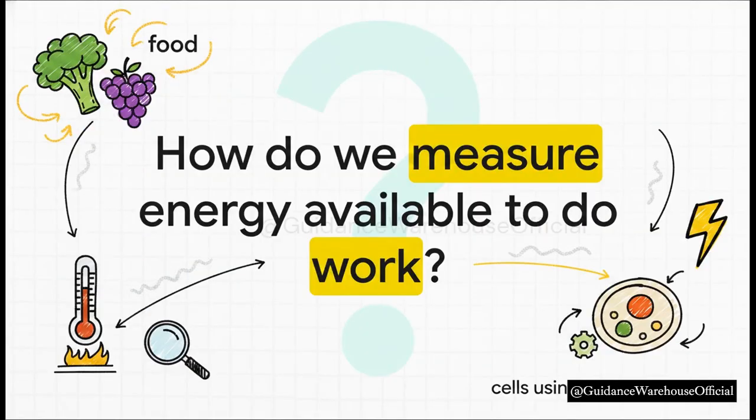Which brings up a really crucial question. If our food contains all this potential energy, how do we actually measure the amount of energy that's available for our cells to use? Because as we know from basic physics, no energy transfer is perfect. You are always going to lose a little bit of energy in the process.